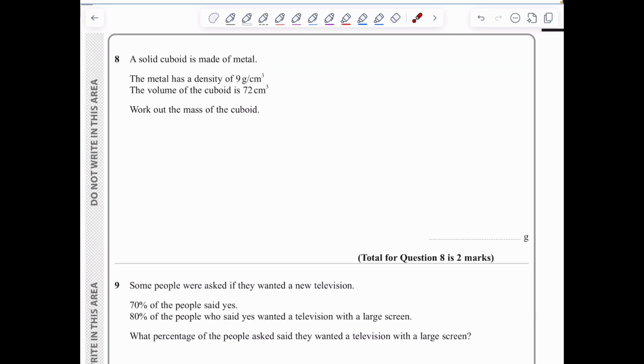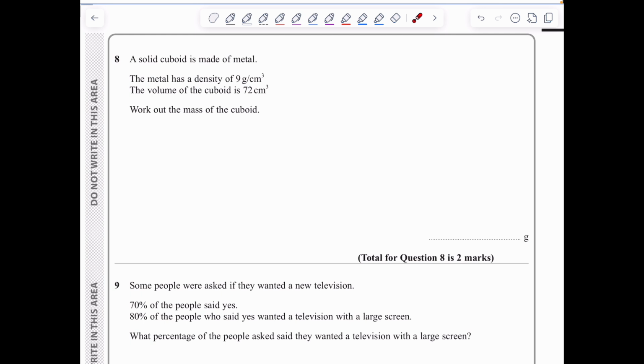Question 8, we've got a solid cuboid made of metal. We've got the density of the metal being 9 grams per cubic centimeter and the volume of the cuboid being 72 cubic centimeters, and we need to work out the mass of the cuboid in grams.